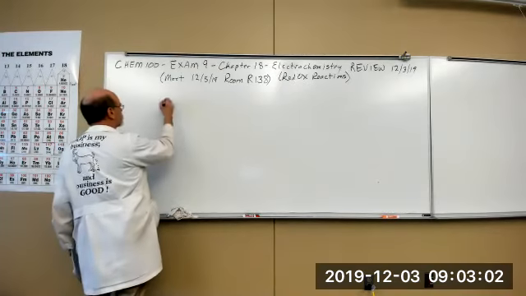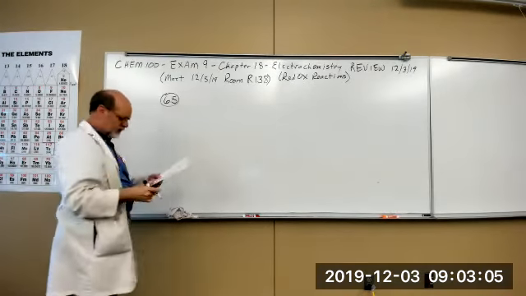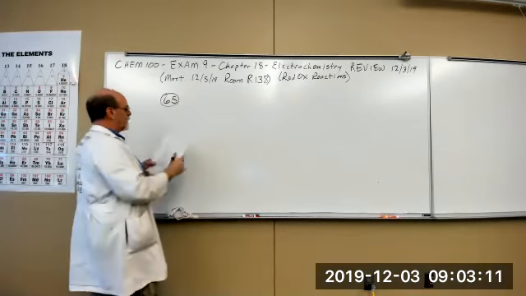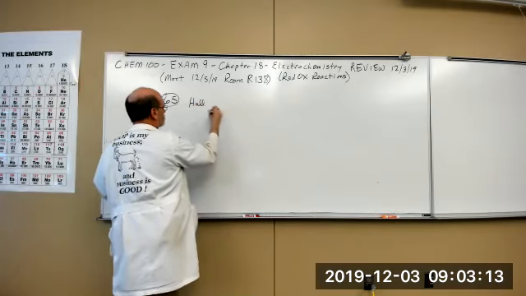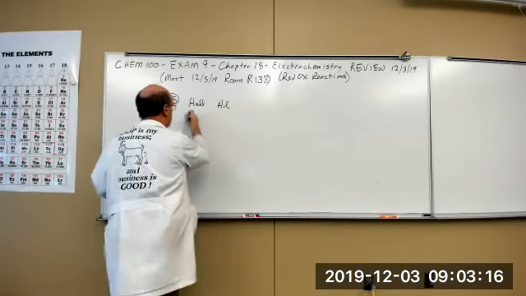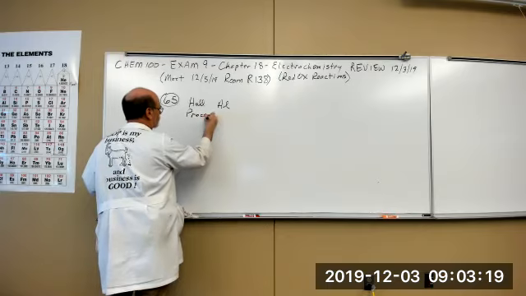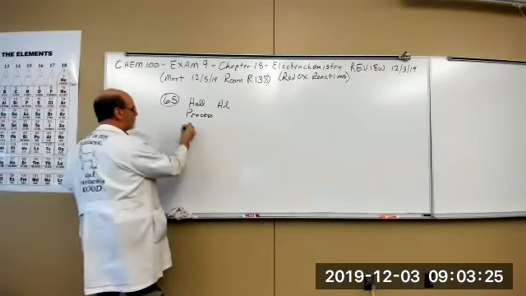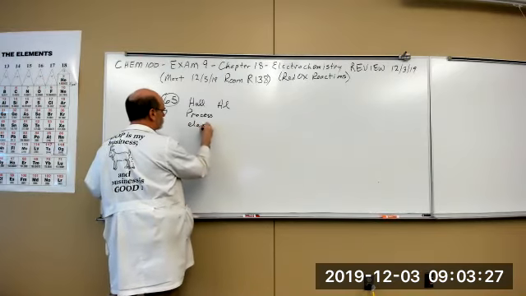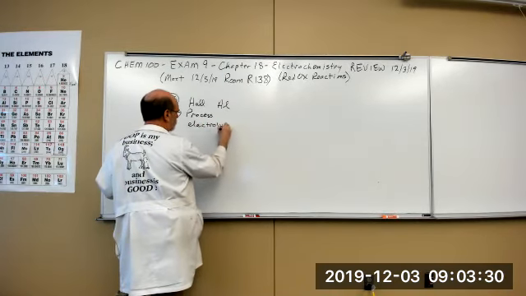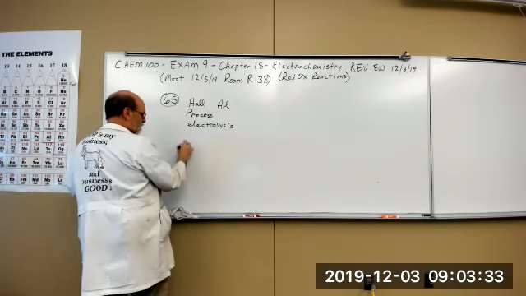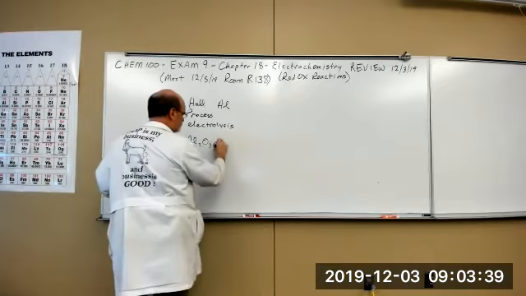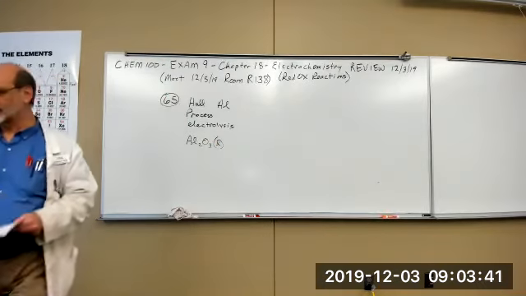So this one, we didn't talk about this one in class, but it is in the slides, and it's also in your book. The Hall process for making aluminum. The Hall process is a process of electrolysis. Right? It basically takes aluminum ore and melts it. Now, why would we have to melt?